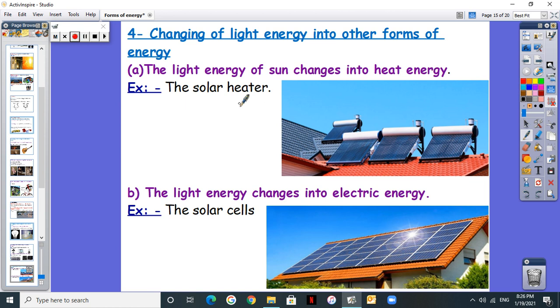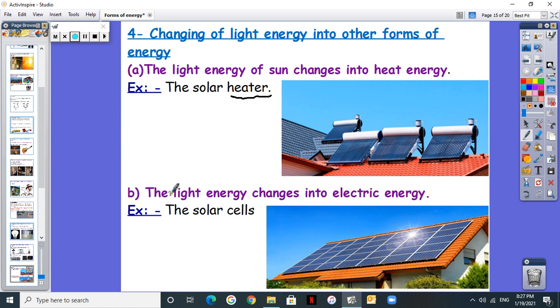solar heater. So this is the picture of a solar heater. It changes the light energy into heat energy like a heater. It changes the sunlight, the light we take from the sun, into heat energy. So again, the light energy of the sun can change into heat energy, and the example is the solar heater.